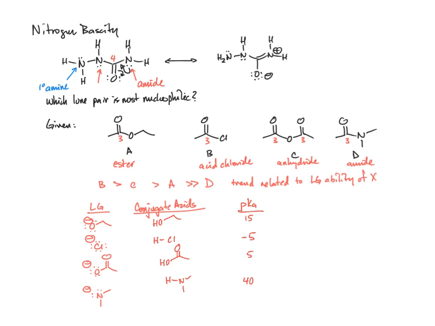Now, if we stick those numbers back above the letters in the trend, what do we have? We have -5. Then we have 5, then 15, then 40. So there you can see it's based on the pKa. So the strongest acid has the weakest conjugate base.